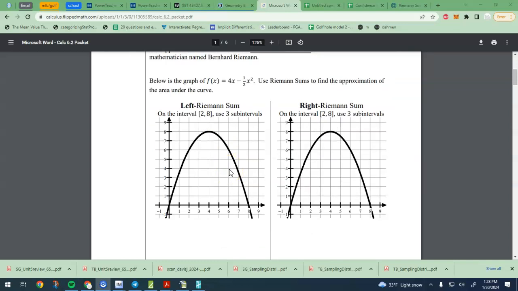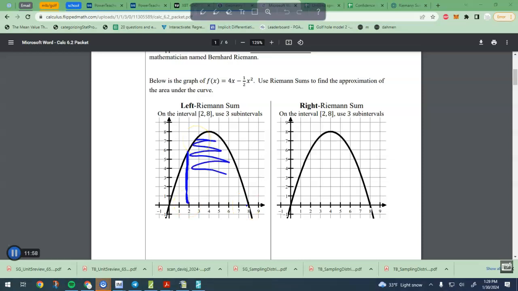Left Riemann sum on the interval 2 to 8. Use 3 subintervals. I'm looking for 2 to 8. I want to know that area. The length of the interval they're asking me for is 6. They're asking me to divide it into 3 subintervals, so each subinterval is going to be 2 units long. So I'm going to have an interval between 2 and 4, an interval between 4 and 6, an interval between 6 and 8.